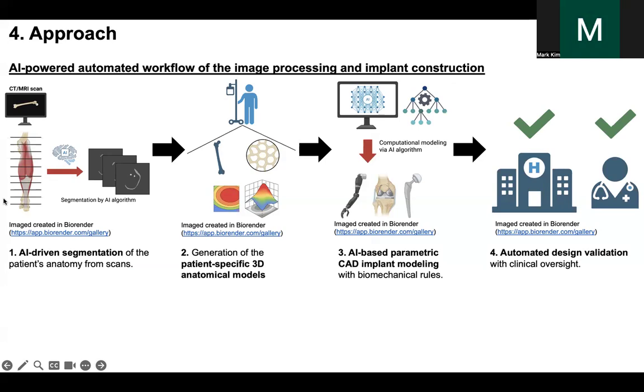Next, I would like to talk about the approach. In this study, there will be 4 key approaches involved. The first one will be segmentation of the patient's anatomy from CT or MRI scan via AI algorithm. The next step will be generation of the patient-specific 3D anatomical models using the segmented images.